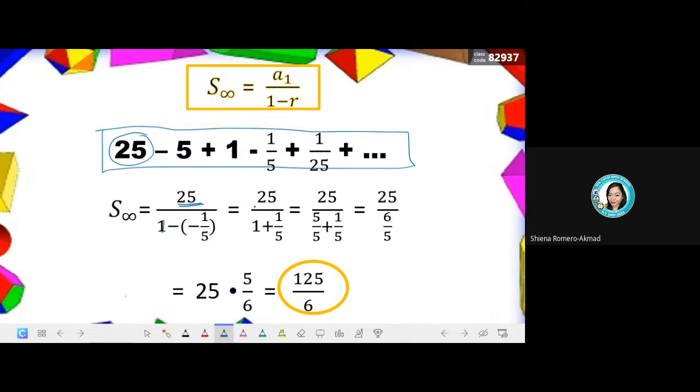Okay? Now, minus, then negative, change the sign, proceed to addition. So that is 1 plus 1 over 5. So ang ginawa niya yung 5 over 5 yung 1. 1 plus 5 is 6. 5, copy. So we have 25 over 6 over 5. Then multiply natin, copy the numerator, get the reciprocal of the denominator. So yung 6 na punta sa denominator, yung 5 na punta sa numerator. And we have 125 over 6. So the sum of infinity is equal to 125 over 6.